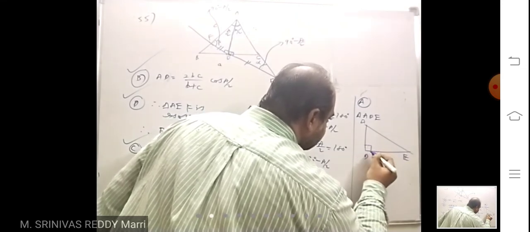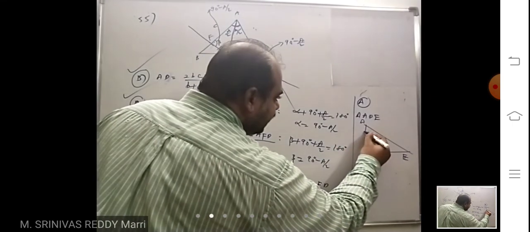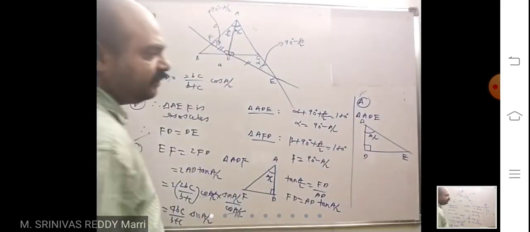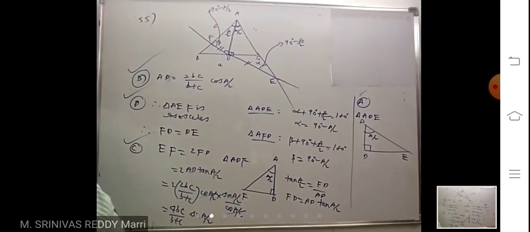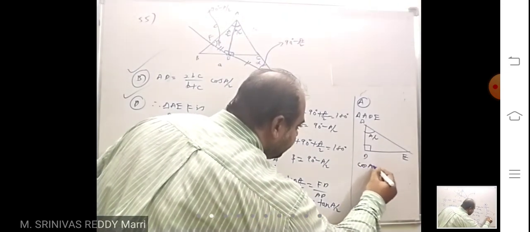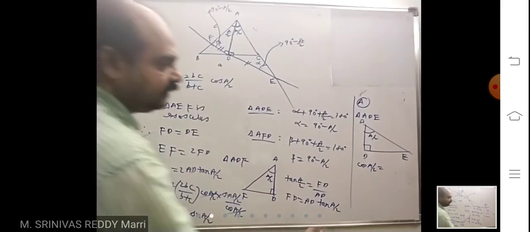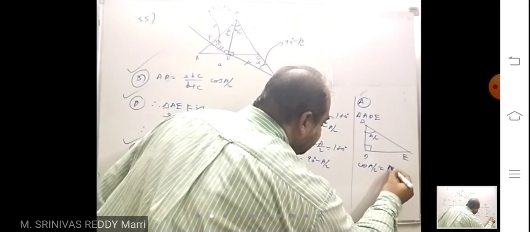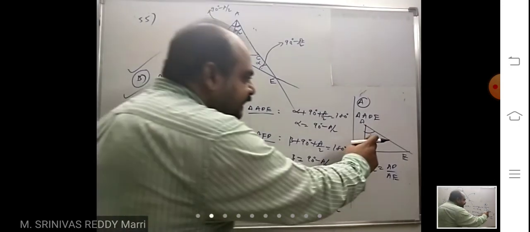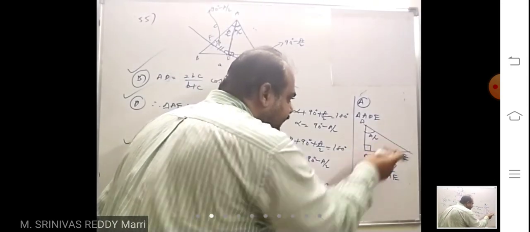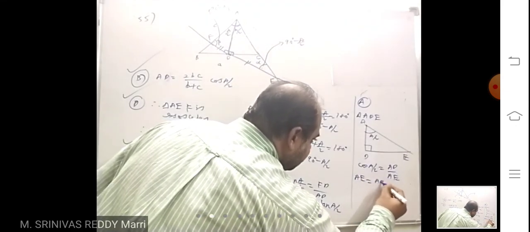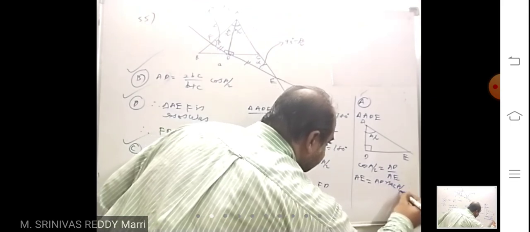AD I know. So this angle is A by 2. This is the triangle. Now AD I know, I want to calculate AE. For that I am writing cos A by 2 equals AD divided by AE. This is the adjacent side, this is opposite, that is the hypotenuse. So AE is nothing but AD into secant A by 2.